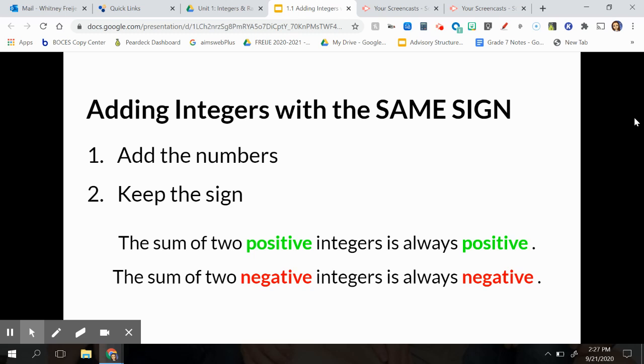So here's just a reminder of the rules when we're adding integers with the same sign. So the first thing we have to do is add the two numbers together. The second thing we need to remember is to keep the sign. So our answer will always be negative. So the sum of two positive integers, as you know, is always positive. And what we learned today is that the sum of two negative integers will always be negative.